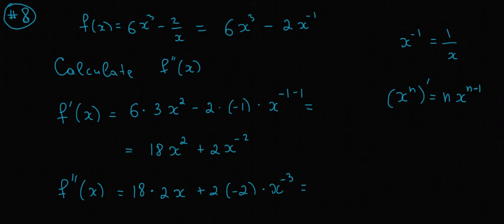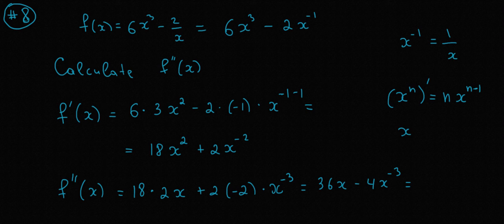We will simplify this first to 36x minus 4x to the power negative 3. And now if you look at the original function that we started with, it had no negative powers of x. The second term was written as a fraction, 2 over x, rather than 2 times x to the power negative 1. And so it makes sense for us to convert our answer for the second derivative back to that form in which the original function was written.